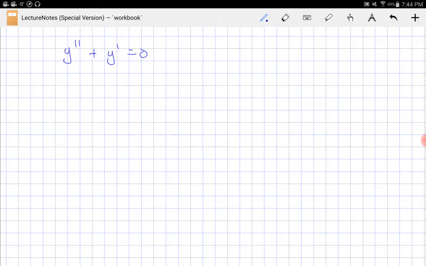So in this video, we're going to talk about how to solve a second-order reducible differential equation. In this equation, we can see that the independent variable is missing. If y is a function of x, then x would be our independent variable, and y would be our dependent variable. And we notice that x is missing explicitly from this equation.